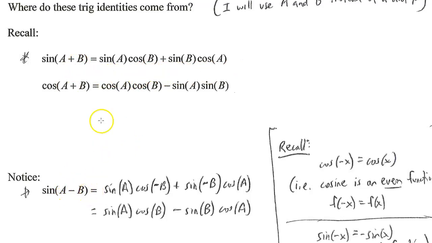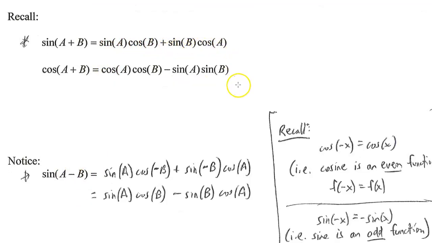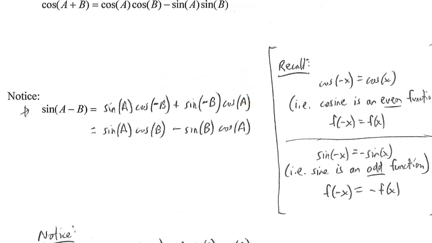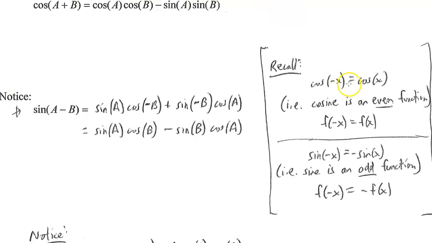So sine of A minus b would be sine of A cosine of minus b plus sine of minus b times cosine of A. Now remember a couple things about sine and cosine. Cosine is what's called an even function. Cosine of negative x equals cosine of x for every value of x. You can see that based on the graph of cosine of x, which is symmetric with respect to the y-axis. So cosine is an even function.